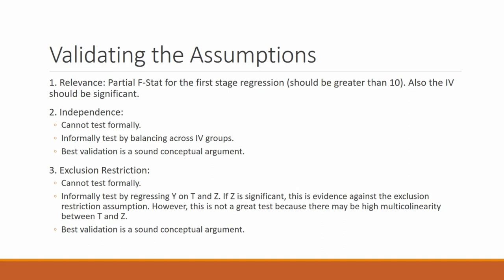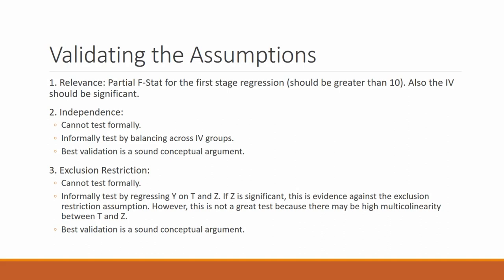One way of doing that is to do a balancing test, where we compare the group that has the instrumental variable to the group that doesn't. We use a standard balancing test across the IV groups, where we should find that the group that has the instrumental variable should be similar, comparable on average, to the group that doesn't.